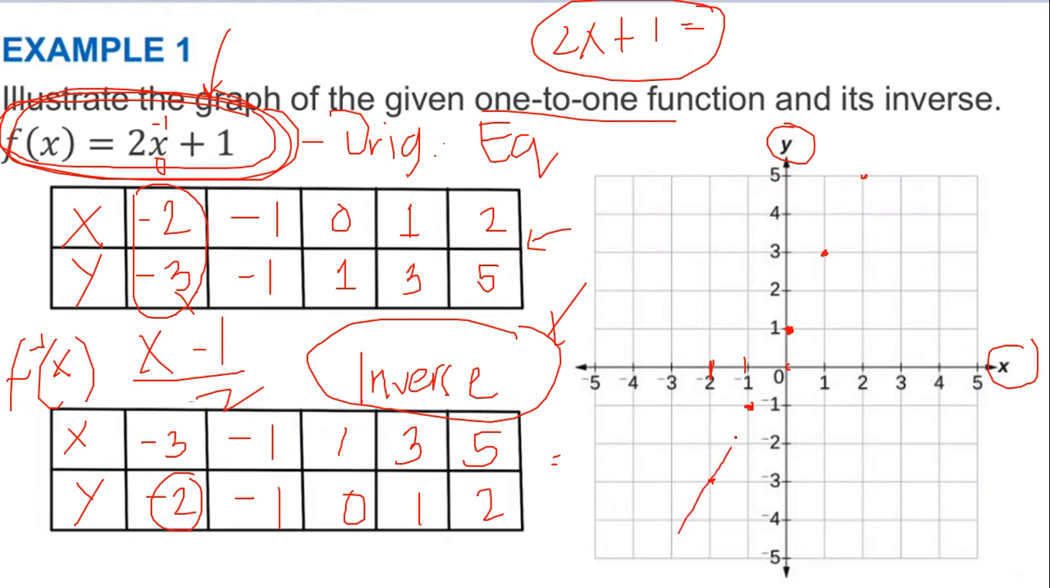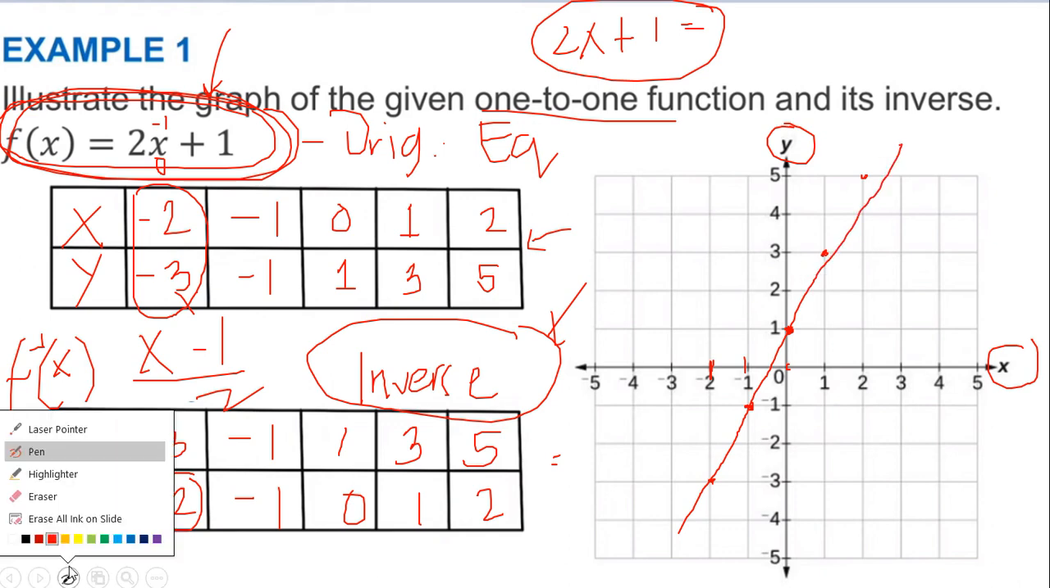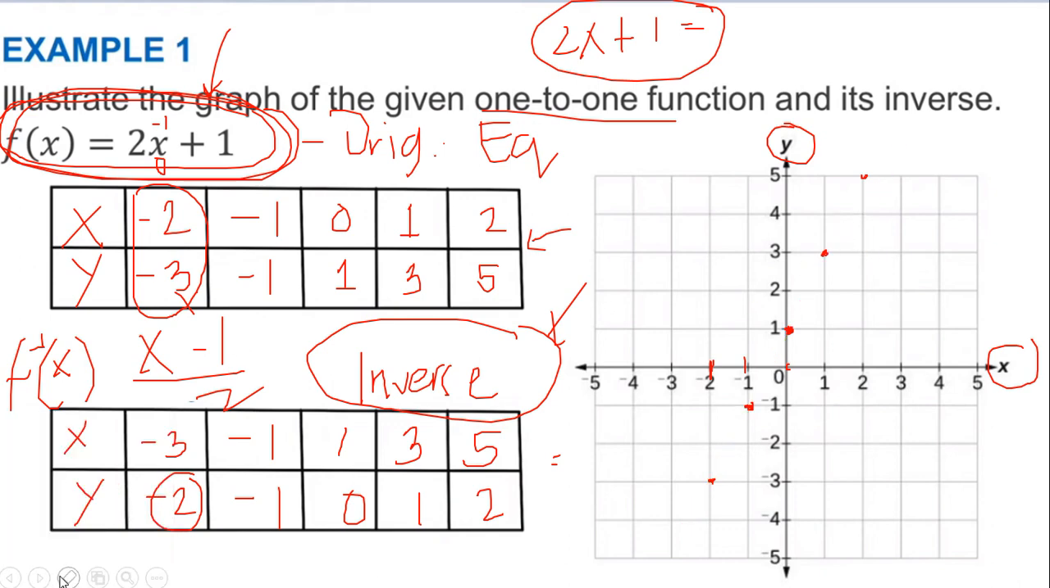So, as you can see po, that is a straight line. So, this is the straight line. Ganyan po tayo mag-graph, ha. So, nire-recall ko lang kung paano tayo mag-graph.